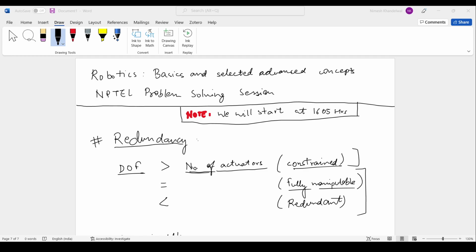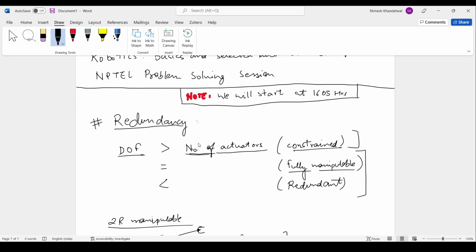The focus of this week was a discussion on redundancy and redundancy resolution. We'll be going through most of the lecture notes only, to get a gist of what redundancy is, what redundancy resolution is, and what the different approaches for redundancy resolution are.